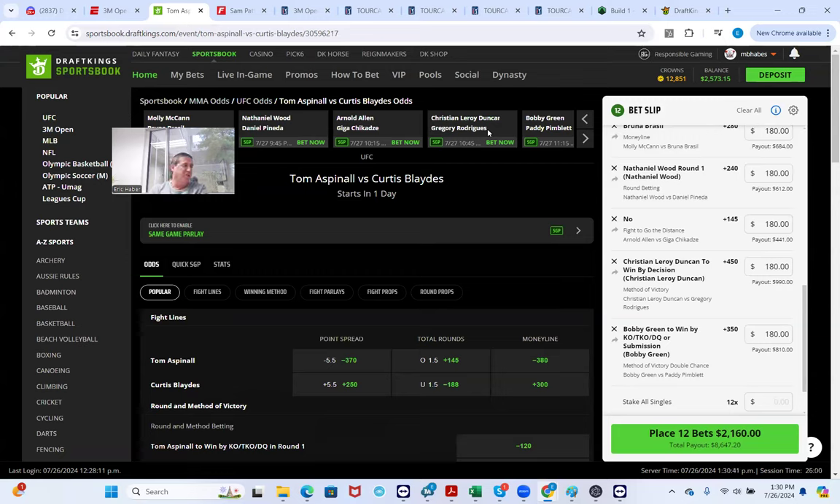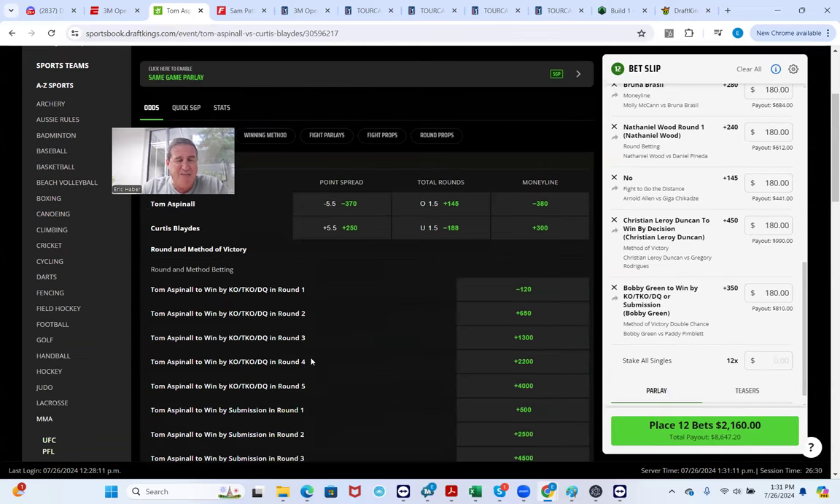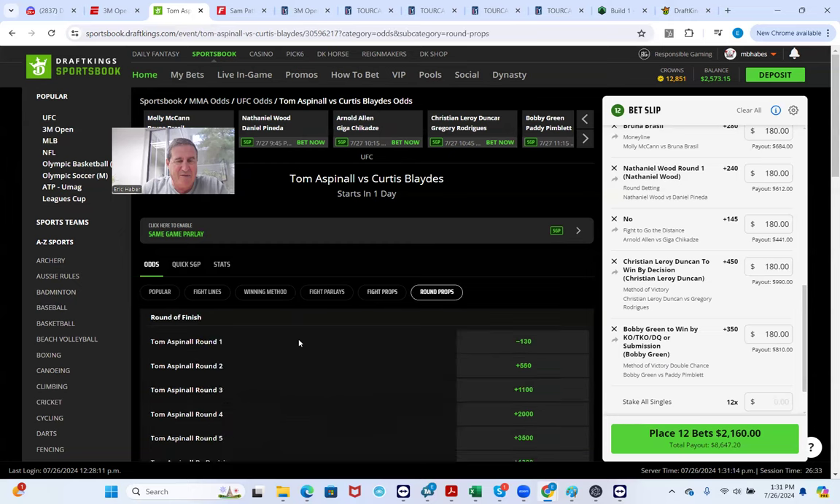So what you're really supposed to do here is just play Aspinall inside the distance or Aspinall round one or something like that. But we can't do that, right? We have to start with something that is 13-1 or higher. So let's start with what people are not expecting, and that being the fight going longer. Okay. So we can't play Aspinall round one. We probably can't play him in round two. What about Aspinall later? Let's see.